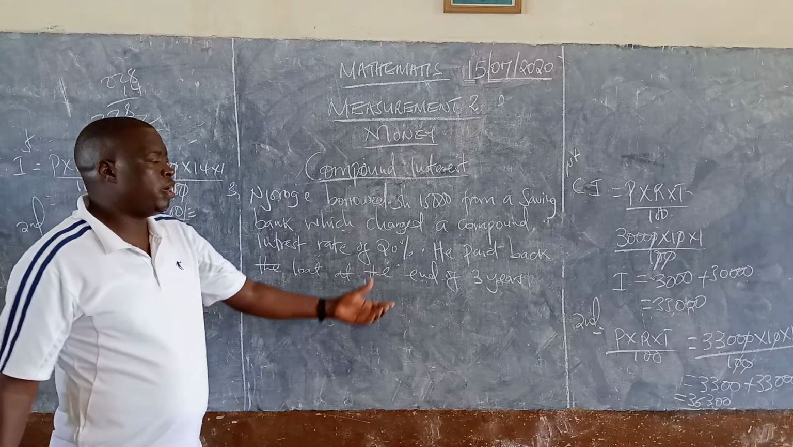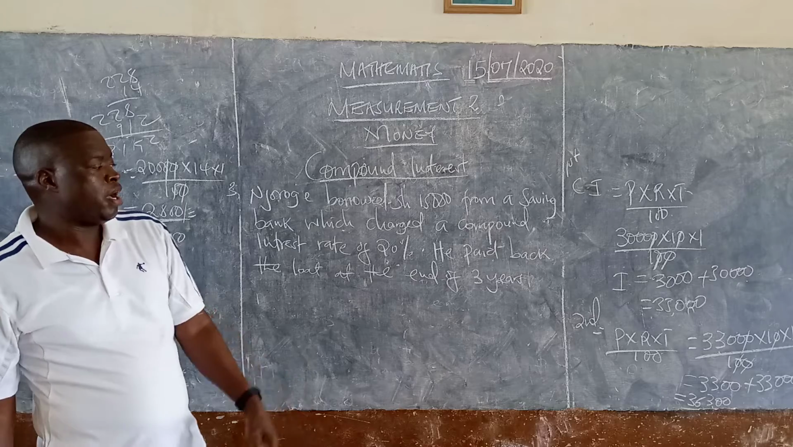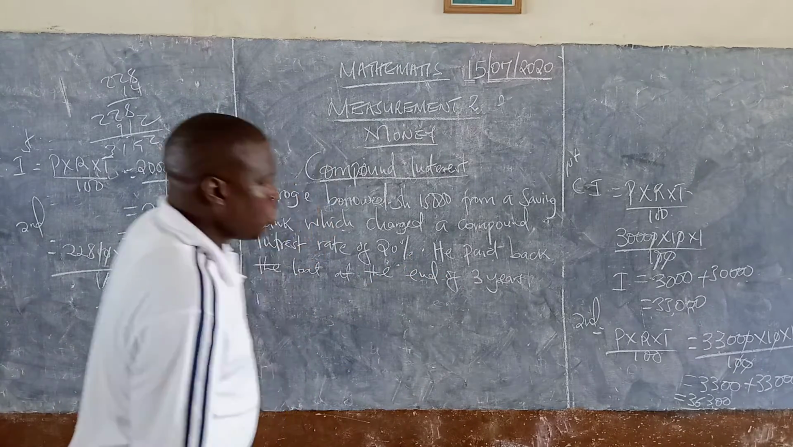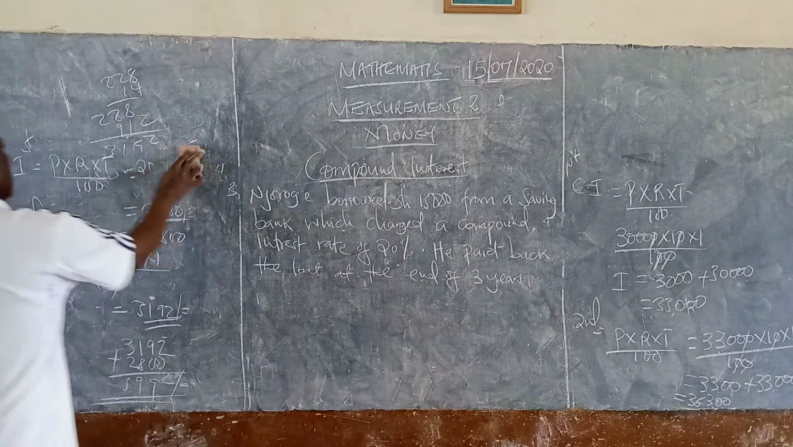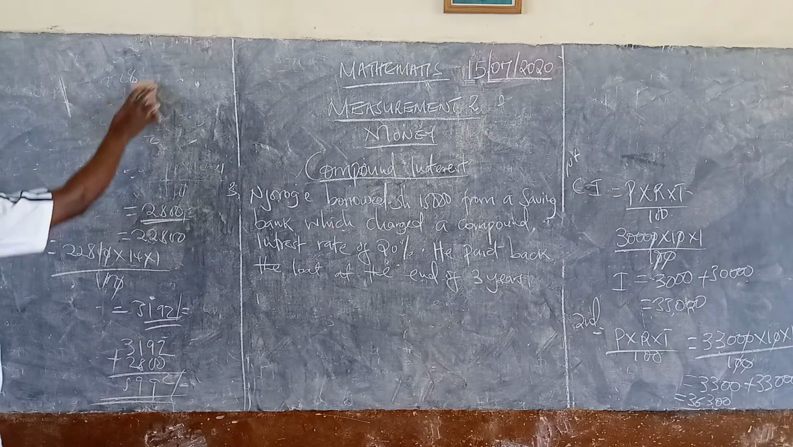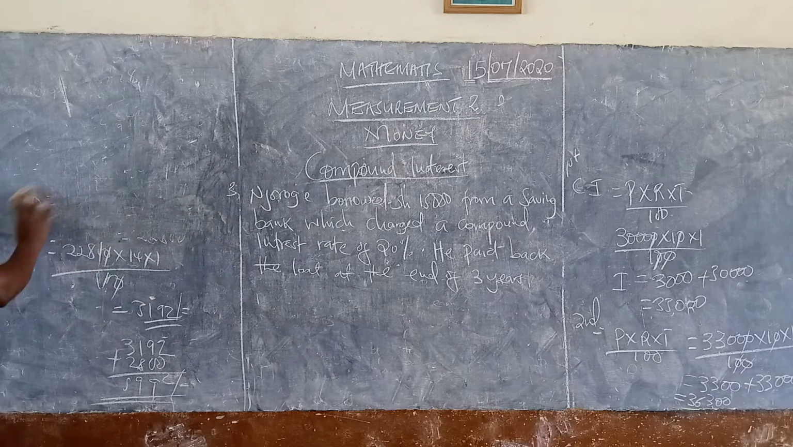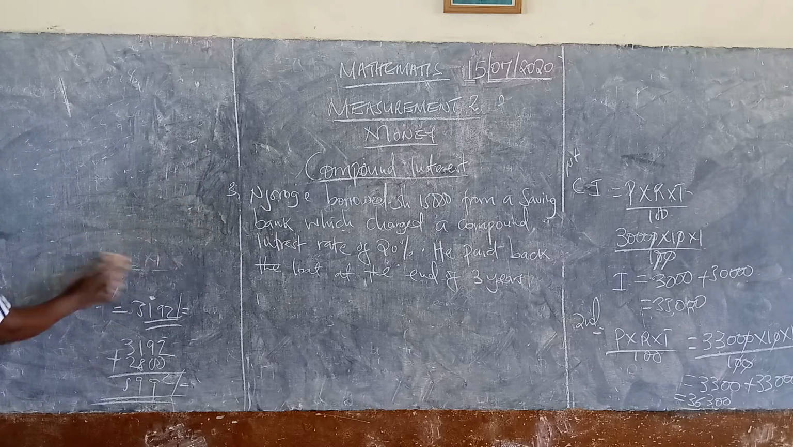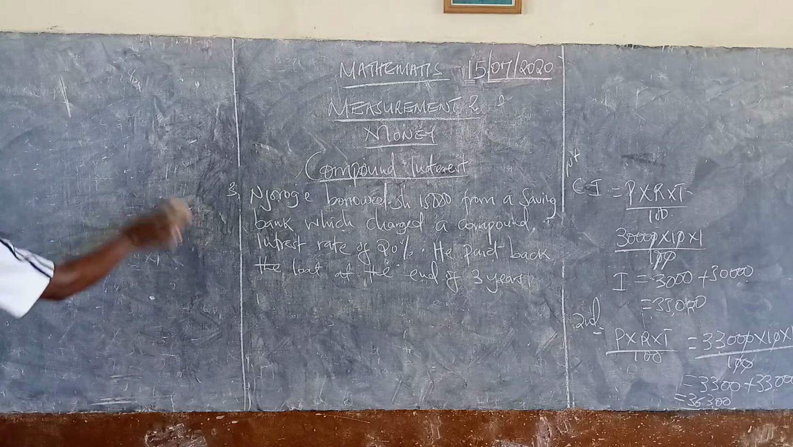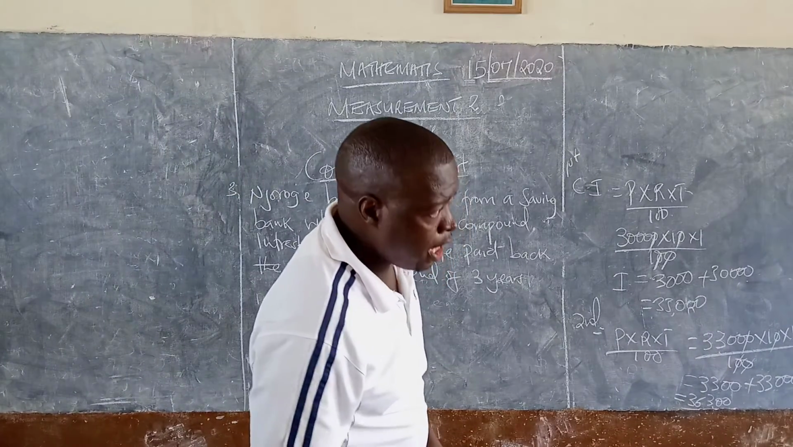So you are borrowing money from a bank, and you are going to pay this money back at the end of the 3 years. We need to calculate how much you are going to pay back if you borrow money from a bank for a period of 3 years, using that rate of 20%.